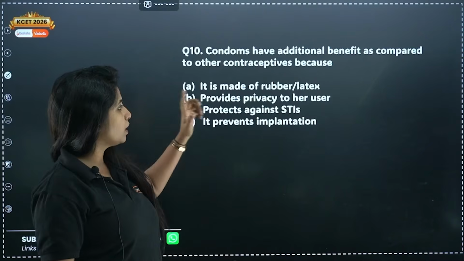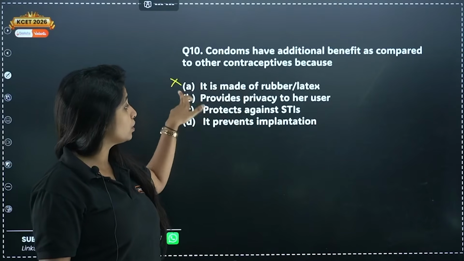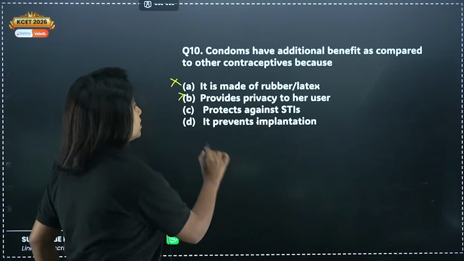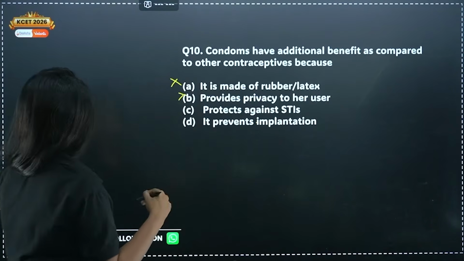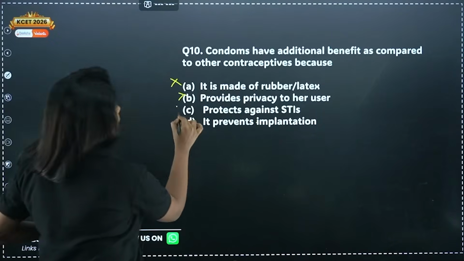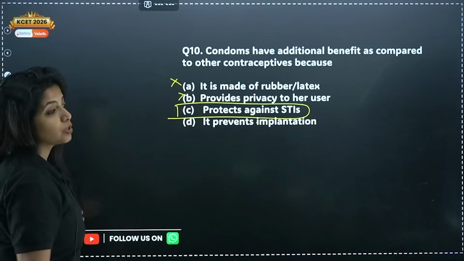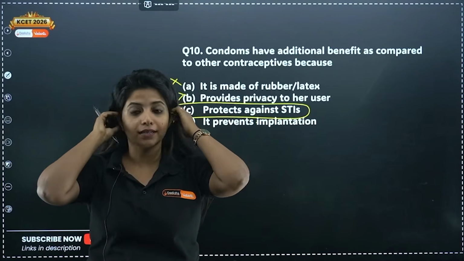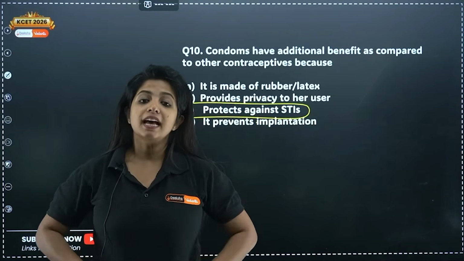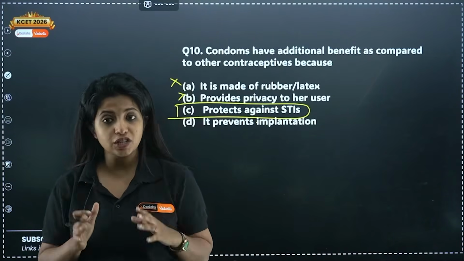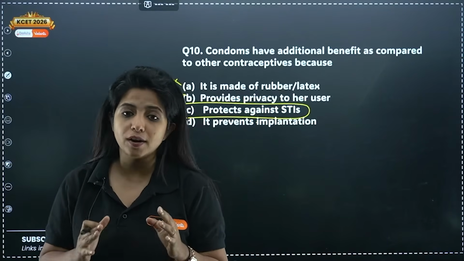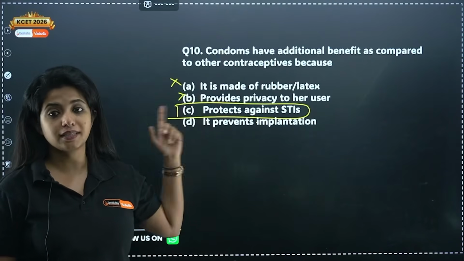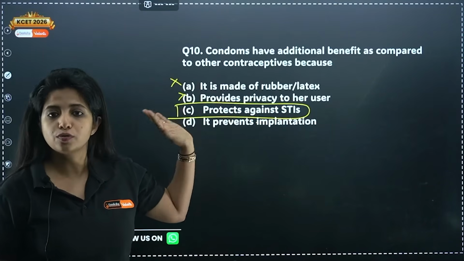What is that? It is made up of rubber and latex, provides privacy to the user, protects against STIs, or it prevents implantation. The answer is it protects against STIs. So suppose you're talking about HIV/AIDS, it can be prevented when someone uses condoms. But obviously for HIV you have to be a bit more careful because it's a deadly disease. But yes, sexually transmitted infections generally can be prevented by condoms, which are also a barrier method. So it's a contraceptive plus it protects against STIs and is the only one to do so. Okay?